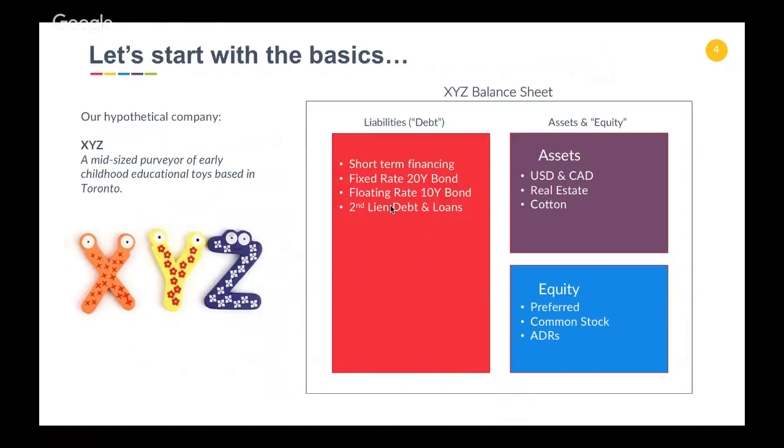So let's start with the absolute basics. First, we need a hypothetical company. I typically will use XYZ. So let's use XYZ, our mid-sized purveyor of early childhood education toys based in Toronto. This is a new up-and-coming company. It's publicly traded and purely hypothetical, I should point out.